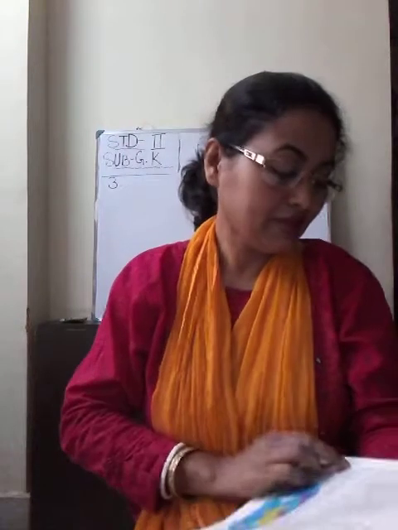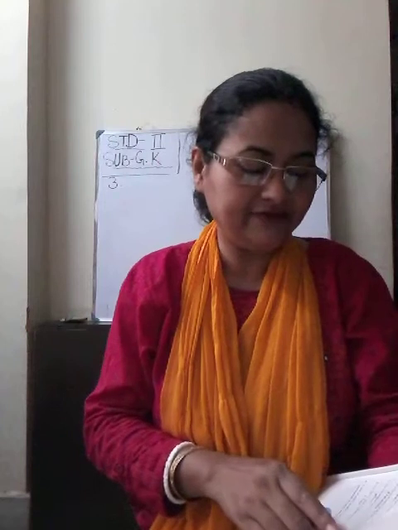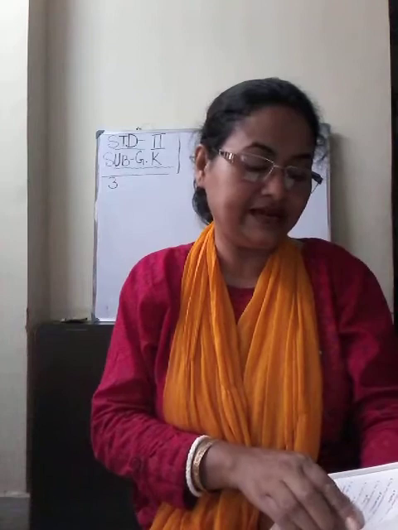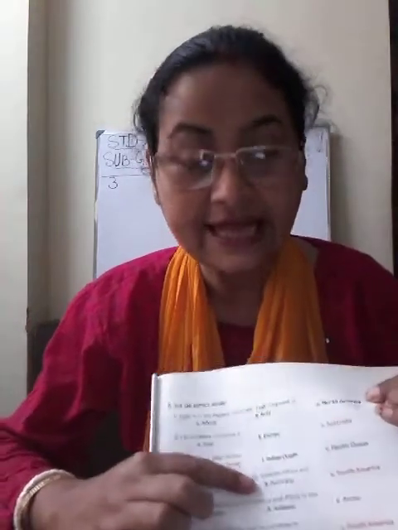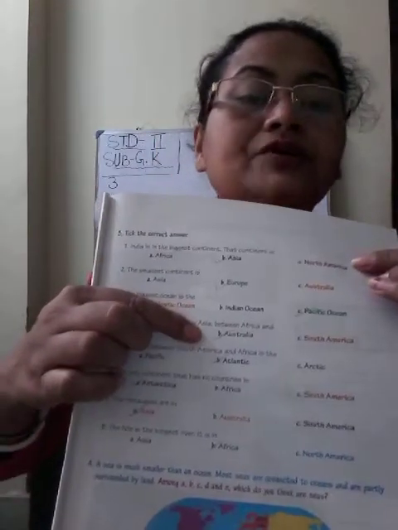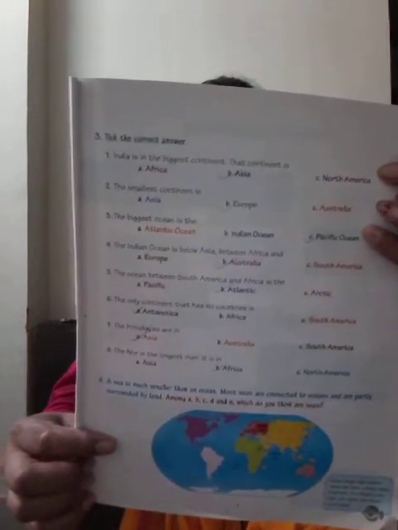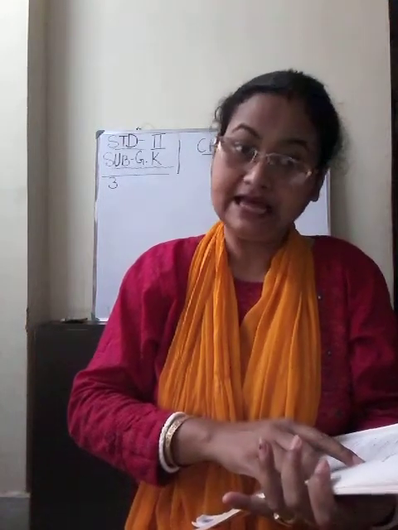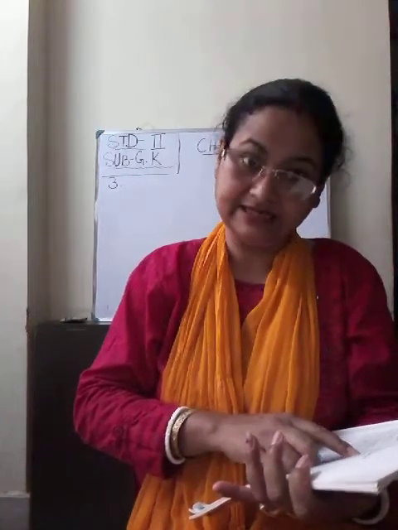Okay. Now number 5. The ocean between South America and Africa is... Now you have to name the ocean that lies between South America and Africa. The correct answer is the Atlantic Ocean. The ocean that lies between South America and Africa is the Atlantic Ocean. Done? So for number 5, B is the correct answer.